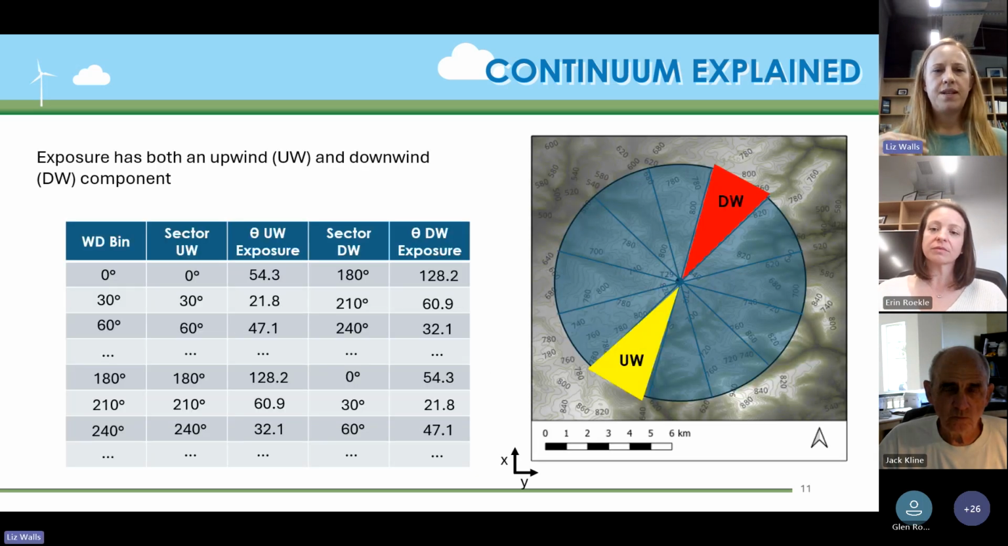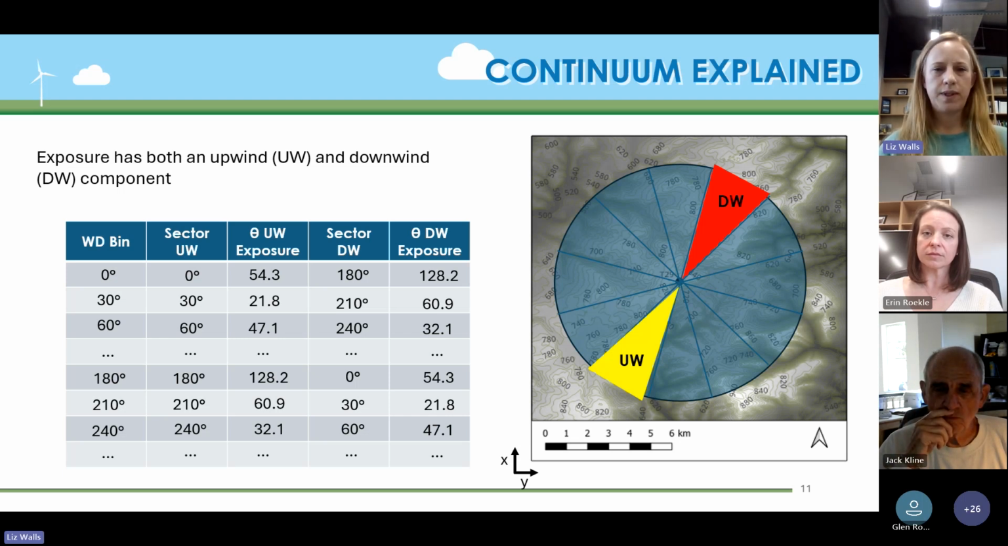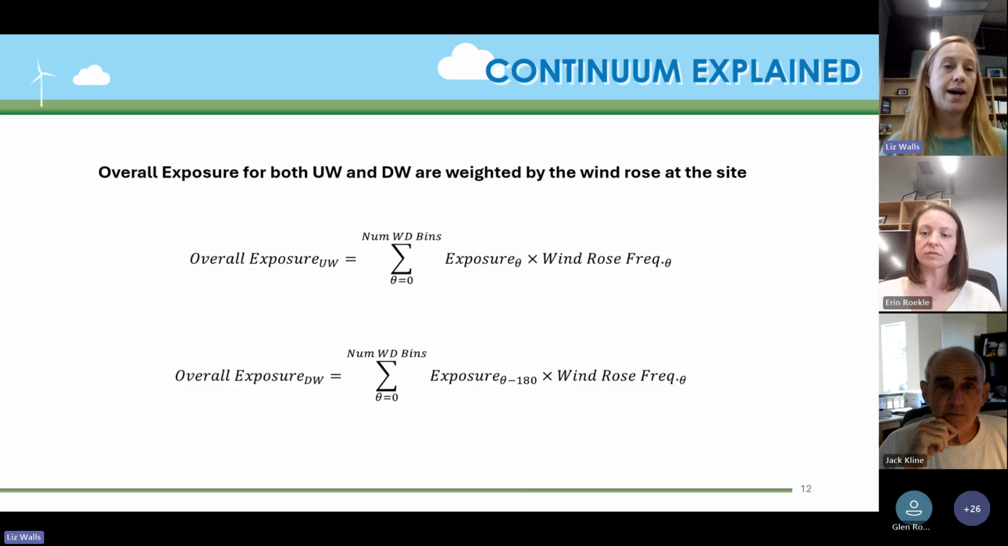Okay, so that was the sector-wise exposures, but we also calculate the overall exposure. The overall exposure condenses all the sector-wise values into a single value, and it can be helpful for considering the complexity at a site or comparing one site to another. So it's a helpful parameter. We want to explain a little bit about how the overall exposure is calculated.